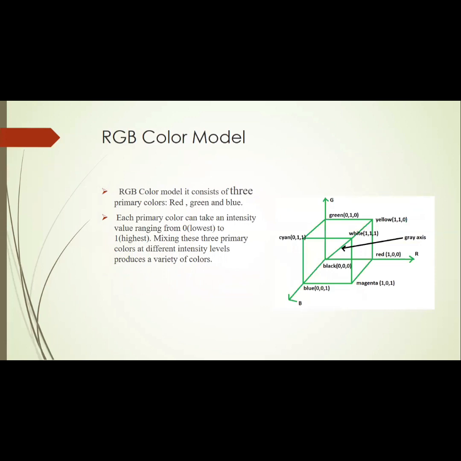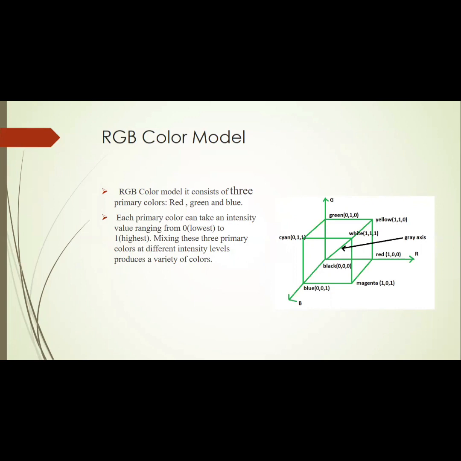Next topic is the RGB color model. The RGB color model consists of three primary colors, that is red, green and blue. According to the tri-stimulus theory of vision, our eyes perceive color through the stimulation of three visual pigments in the cones of the retina. So the three primary colors, as we know, are red, green and blue, which is referred to as the RGB color model.